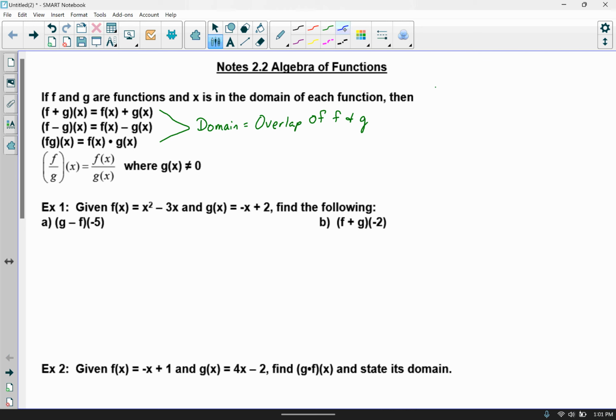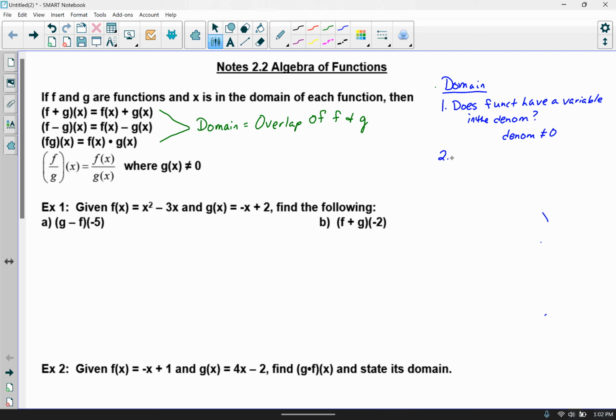While we're here, it's probably a good idea to do a quick domain recall, because we will be doing domain extensively in this particular unit. For our domain, remember there's three questions that you ask yourself. Number one, does your function have a variable in the denominator? Variable meaning letter. Do you have a letter in the denominator? If you do, then whatever that denominator is, you set that denominator not equal to 0 and solve for x, and that is going to give you your domain.